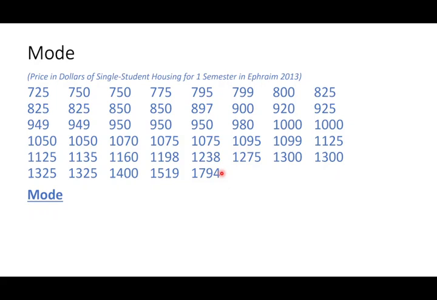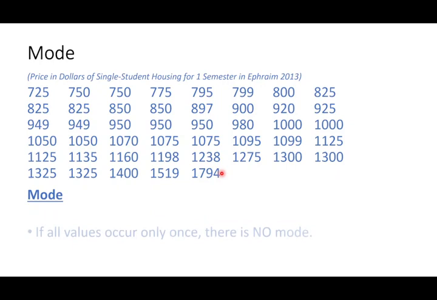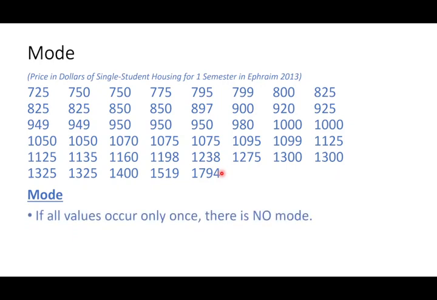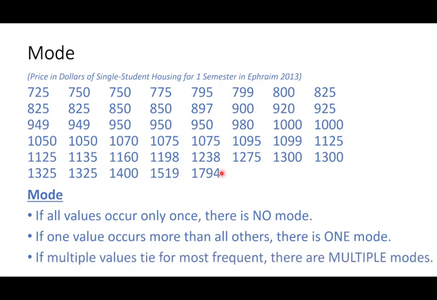The mode is the most. This mode sounds like most. And there can be 0 modes, 1 mode, or multiple modes. If all values occur exactly once, there's no modes. If there's one value that occurs more than all the other values, it is the mode. And if there's a tie, there can actually be multiple modes.